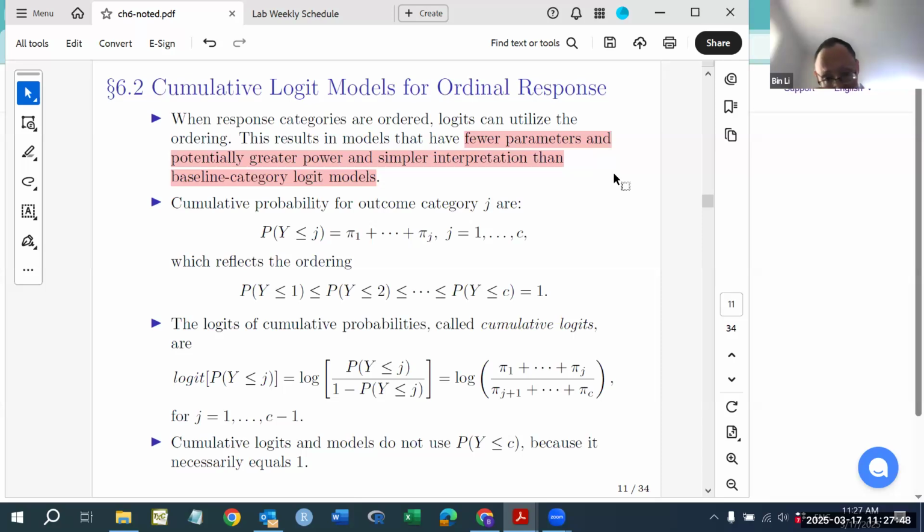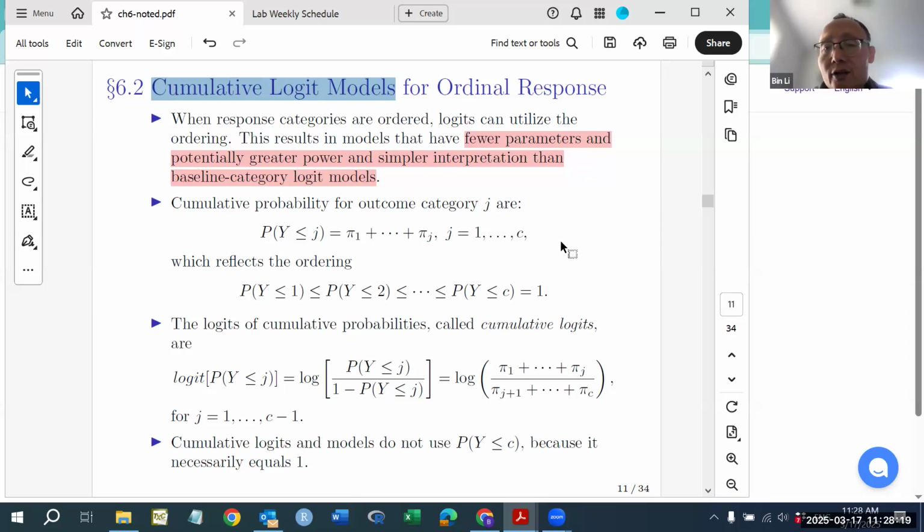Okay, so the next one we will talk about is the cumulative logit model for the ordinal response. That is the case when we have an ordering relationship among the categories for the response. So in that case, we can use this model. It's not the baseline, it's the cumulative logit model.